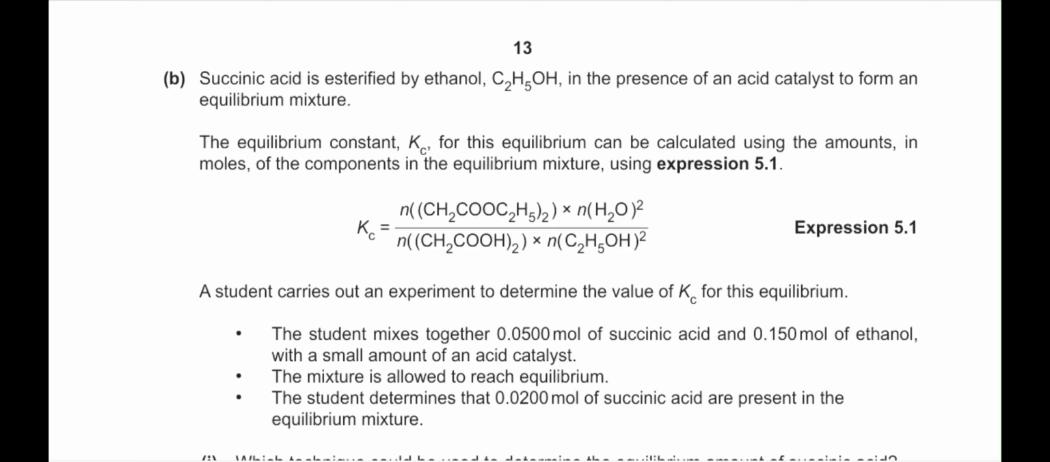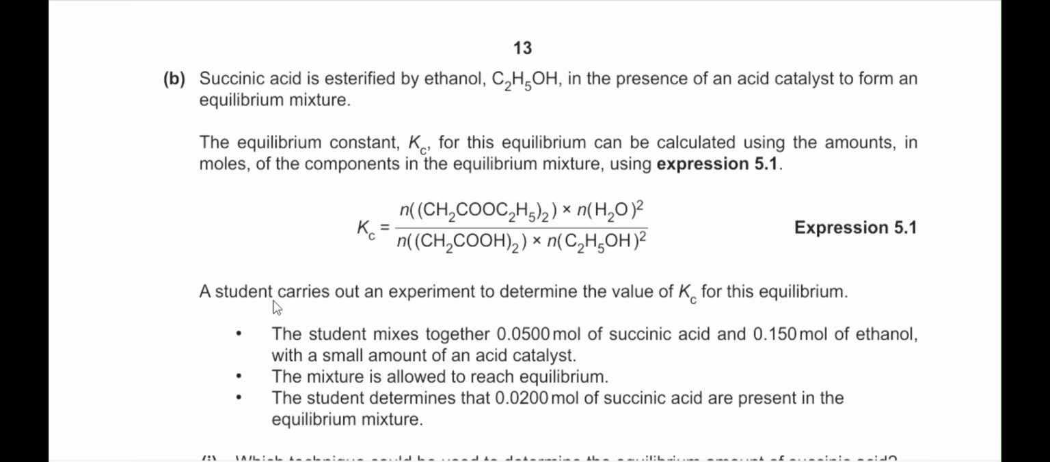Part B. Succinic acid is esterified by ethanol, C2H5OH, in the presence of an acid catalyst to form an equilibrium mixture. The equilibrium constant Kc for this equilibrium can be calculated using the amounts in moles of the components in the equilibrium mixture using expression 5.1. Kc is equal to, so this is all given in moles instead of in molar concentrations.